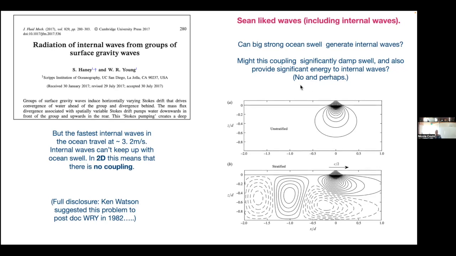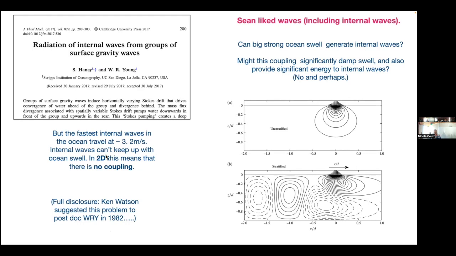The conclusion of the paper that we wrote together is, to the first question, no, and to the second question, perhaps. Before I talk about the science, I'll talk about the history first. Full disclosure, when I came to Scripps as a postdoc in 1982, this problem was suggested to me by my advisor, Ken Watson. And I got about this far.